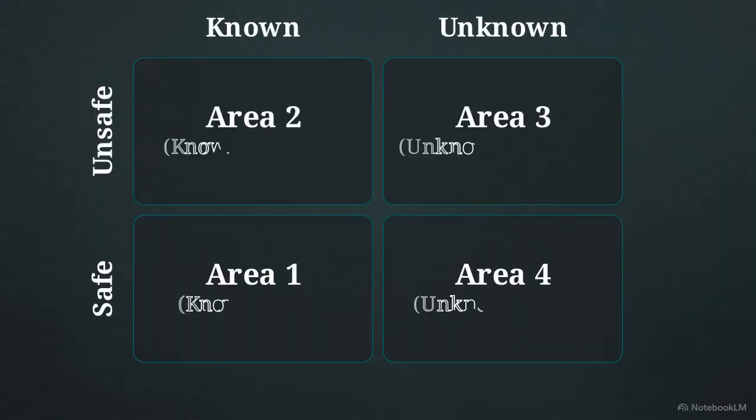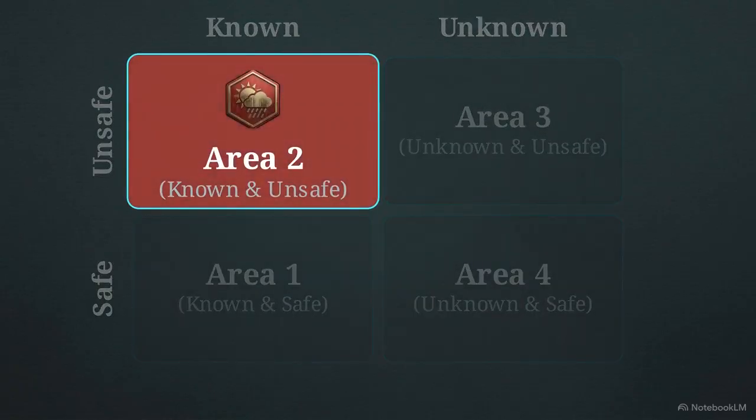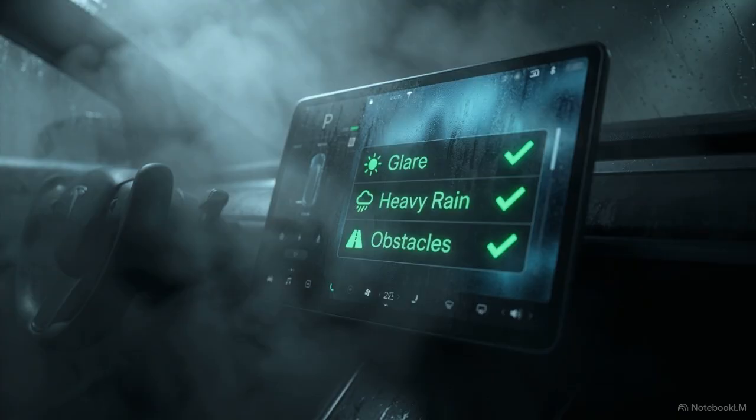In the safety framework known as SOTIF, safety of the intended functionality, this specific type of hazard is categorized as Area 2. These are the danger zones we already know exist, and we know they pose a high risk to the system. Modern engineering now focuses on the control of these known external variables. Success is measured by how effectively we manage the risks we have already identified.